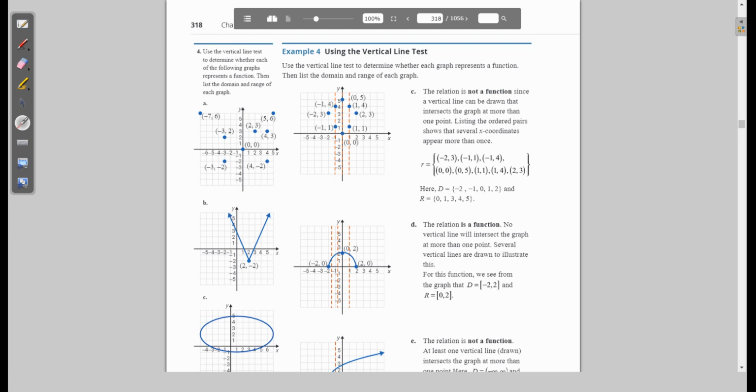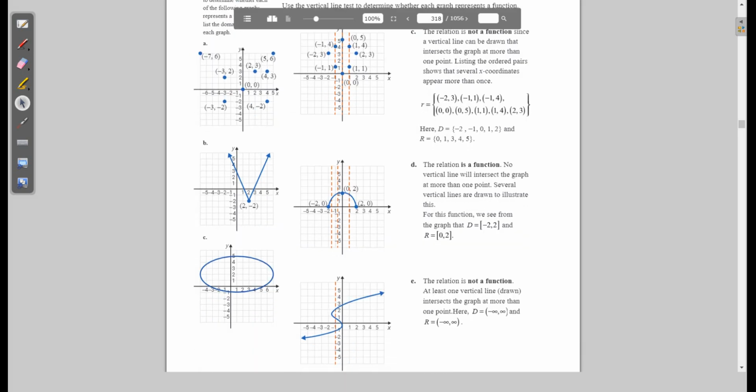C, okay, so C is obviously not a function because I can create vertical lines wherever I want to, right? And I'm going to cross in more than one place everywhere except for right here at the ends, but that's okay.